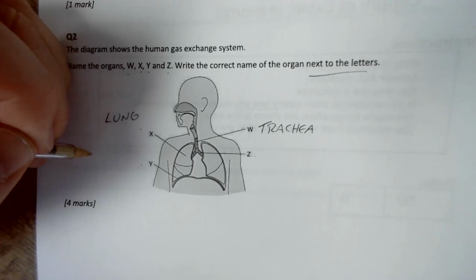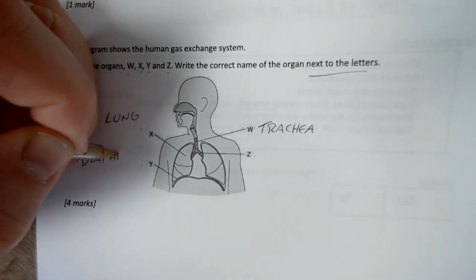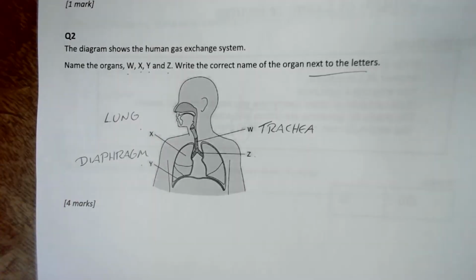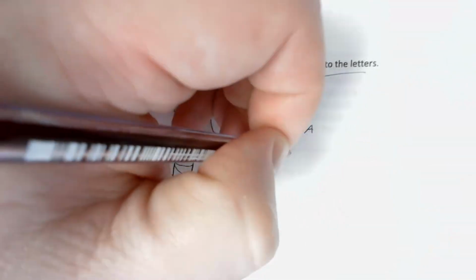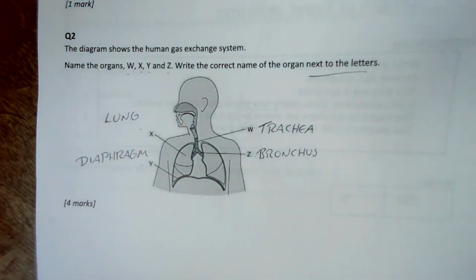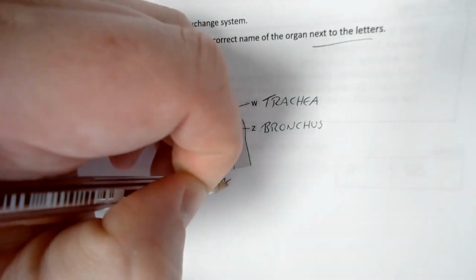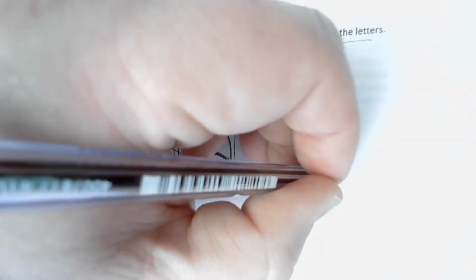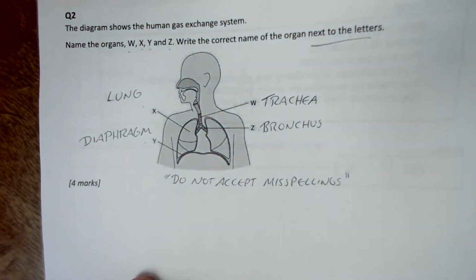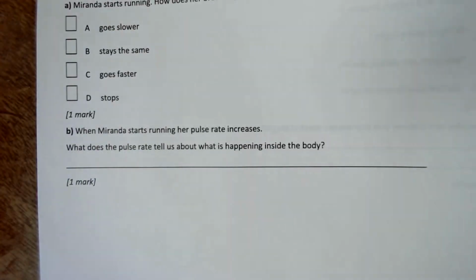Then at the bottom, Y, you can see the diaphragm. That's the bit that flattens and increases the volume, reduces the pressure, causes air to go in. Okay, and then you've got one of the bronchi. There's two of them. Singular is a bronchus. On the mark scheme, it says do not accept other spellings. So misspellings are not allowed. You have to learn to spell it. So it's a bit of a spelling test as well.